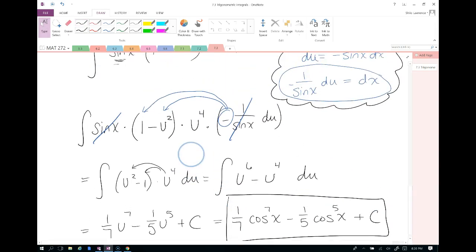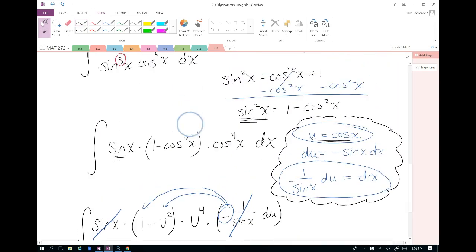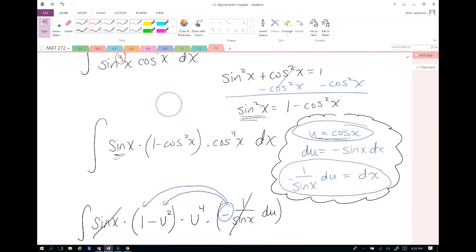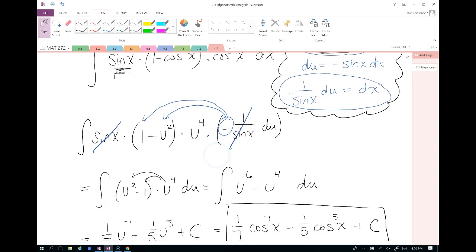As long as we have an odd power to work with, these are pretty easy. If you have an odd power, you can always hold on to one of them. And the purpose of that one that we're holding on to is to cancel off when we do the u substitution.